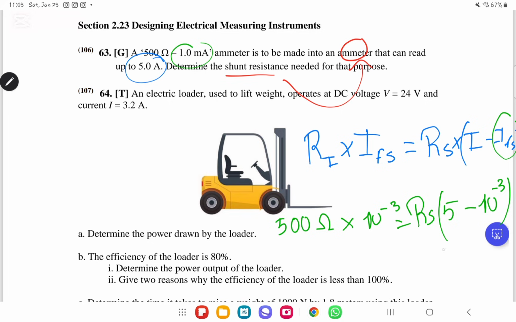So if you bring this to the other side, you are going to get 500 times 10 to the power of minus 3 divided by 5 minus 10 to the power of minus 3. And you are going to get an answer of 0.100200004, whatever. So approximately 0.1 ohm. So this is our shunt resistance. And you should know that it's always supposed to be a really, really small number, because the shunt resistance has to have a small resistance.